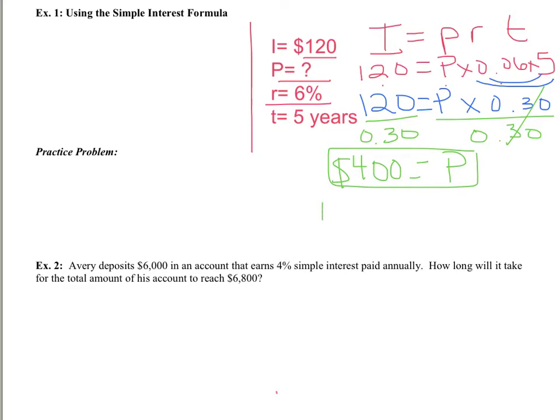If they happen to ask, well, what is your ending balance? My total would be 400 plus the 120, how much I made on interest. So my $400 turned into $520.